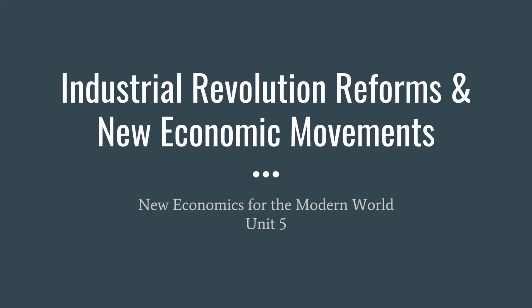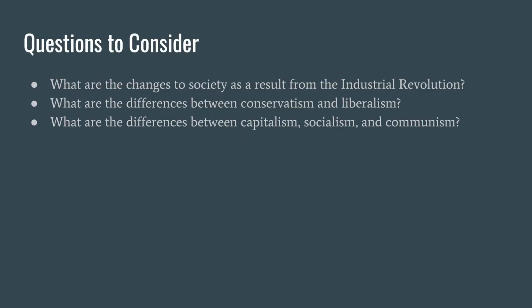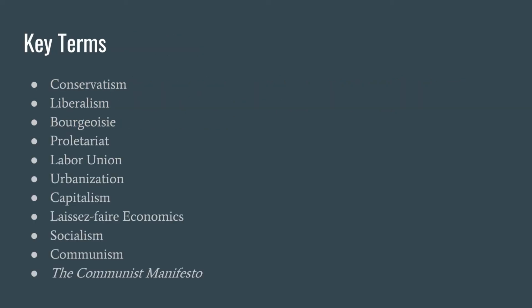Today we are going to be talking about some of the reforms that come out of the Industrial Revolutions and some of the new economic movements that also come out of the Industrial Revolution. So questions to consider: what are the changes to society as a result from the Industrial Revolution? What are the differences between conservatism and liberalism? And then finally, what are the differences between capitalism, socialism, and communism? List of key terms. Make sure you keep an eye out for all of these as we go through this video.